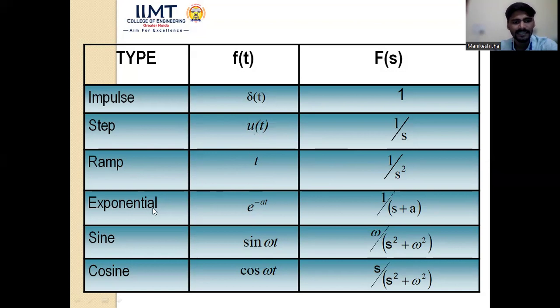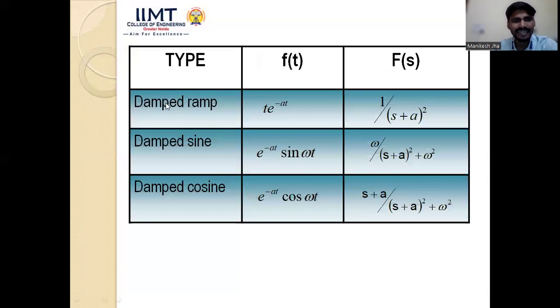Similarly, when we are discussing the exponential signal, e to the power minus at, that is the decaying exponential, the Laplace transform is 1 upon s plus a. Similarly, there are sine and cosine signals, sin ωt and cos ωt. The Laplace transform for sin ωt is ω upon s squared plus ω squared. For cos ωt, it is s upon s squared plus ω squared. So these are the basic signals and their Laplace transforms. We have to remember them.